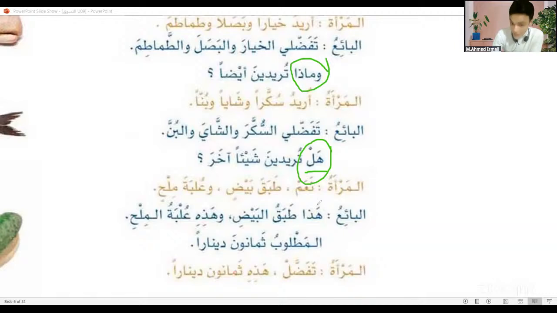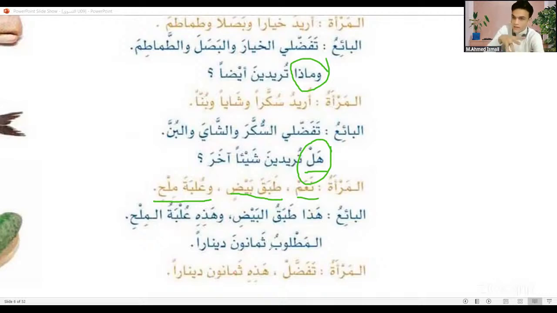المرأة سيد نعم. She still needs other things. نعم, yes. طبق بيض وعلبة ملح. The بيض is the egg, and the ملح is salt. So طبق بيض وعلبة ملح. البائع سيد هذا طبق البيض وهذه علبة الملح. And then he said المطلوب 80 دينار.